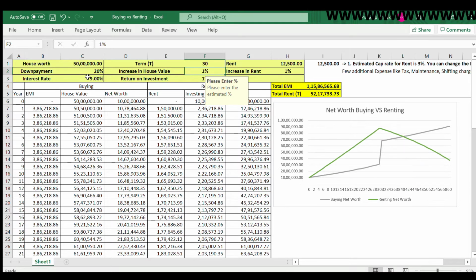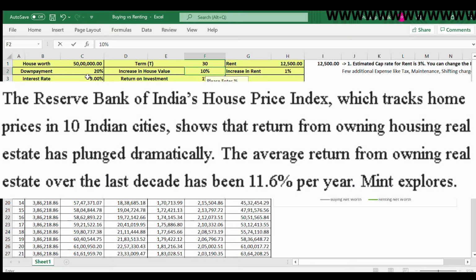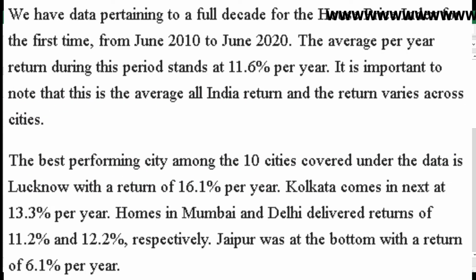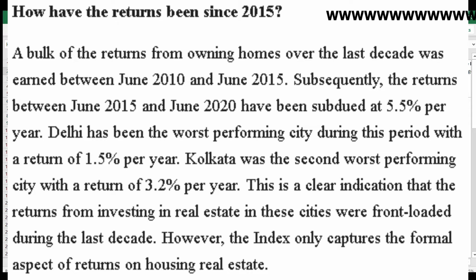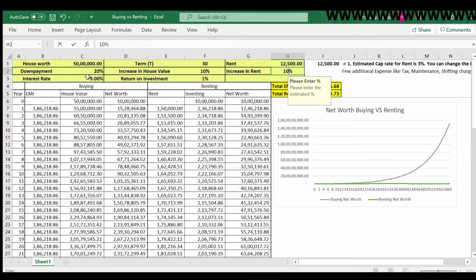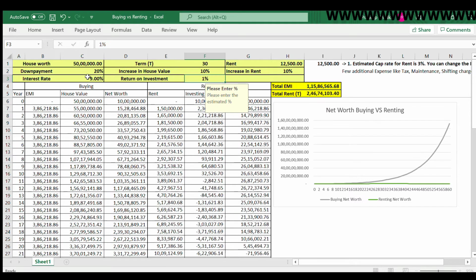Then for the increase in house value, we are estimating that the house you are planning to buy will increase by around 10% per annum. Again, for this I will link a few articles as well as put a screenshot over here. Similarly, for the increase in rent, we are assuming it to be in and around 10% over a period of time.